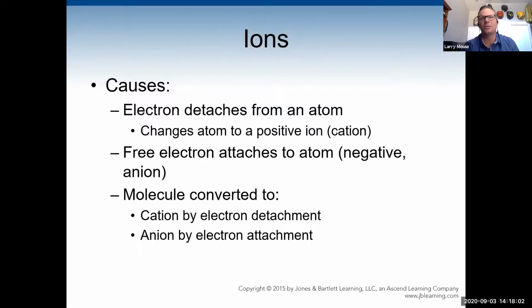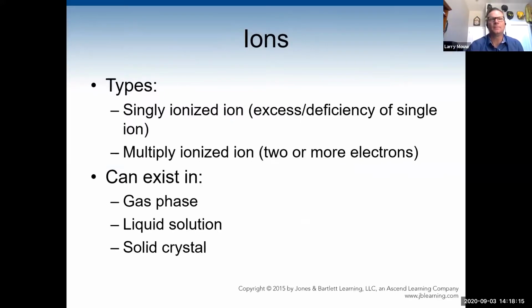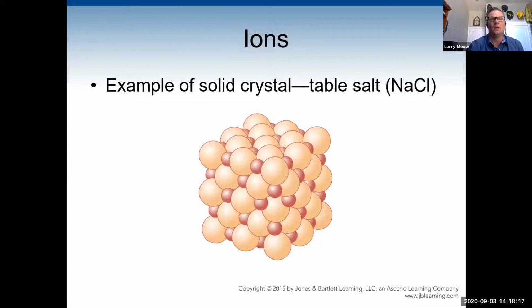Ions. When an electron detaches from an atom, it's known as a cation because it's got a positive charge. When a free electron attaches to an atom, that's a negative charge. It's an anion. An example of a solid crystal of ions is sodium chloride. This is a ball-and-stick structure of a sodium chloride molecule.